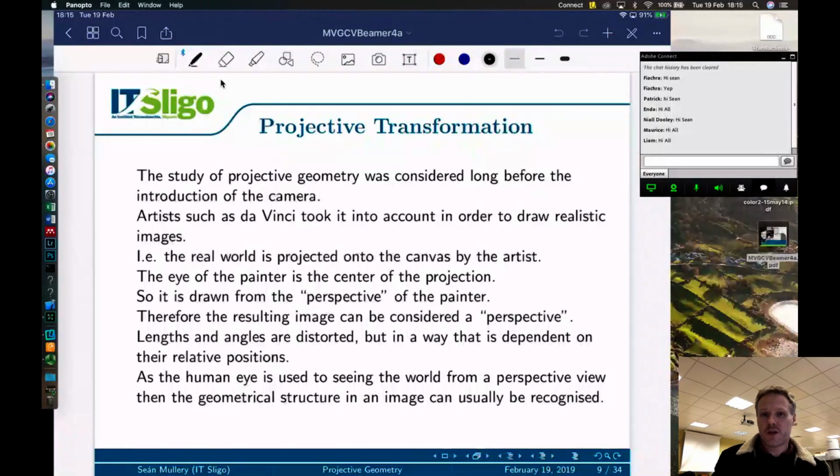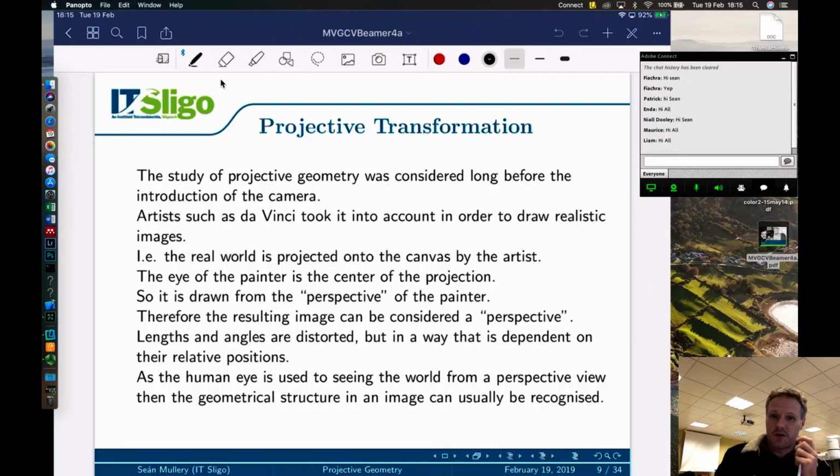So the study of projective geometry was considered long before the introduction of the camera. You had artists such as Da Vinci who took it into account in order to draw realistic images. So before that, you saw a lot of the images in art were very flat. They had no three-dimensional element to them. Whereas if you look at something like the Mona Lisa, you will see that there's things off in the background and they get smaller and smaller as they go. And that's in some way looking at projective geometry.